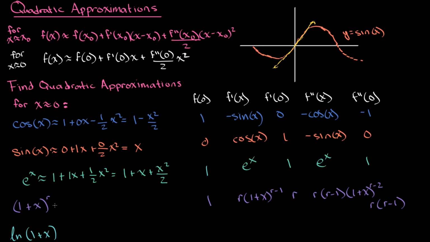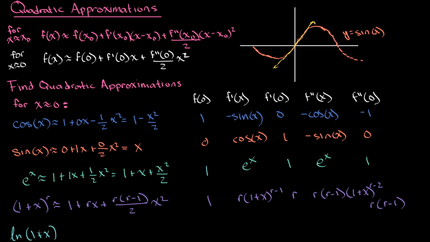Filling this in, we have 1 plus x to the rth power is going to be approximately 1 plus rx plus r times r minus 1. Here, that's not very legible. Let's go back. R minus 1, there we go, over 2 times x squared.